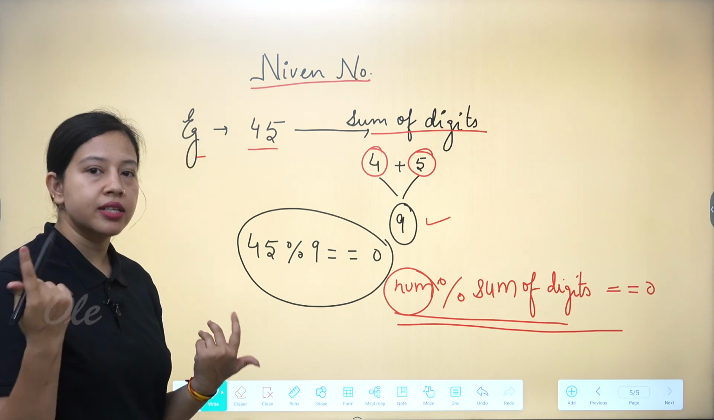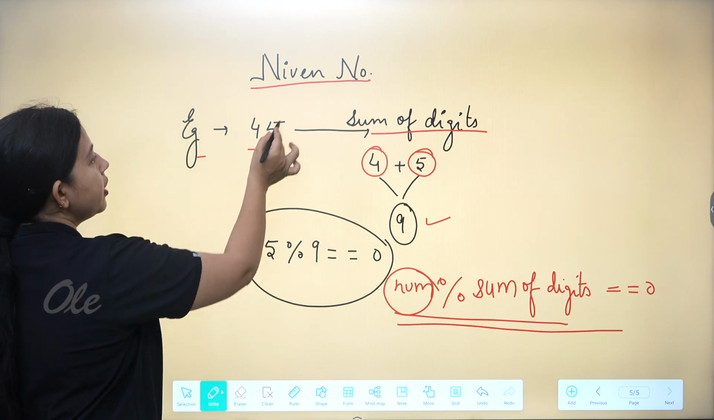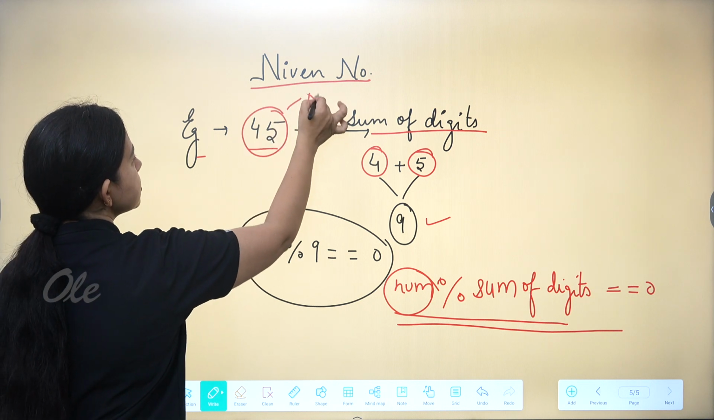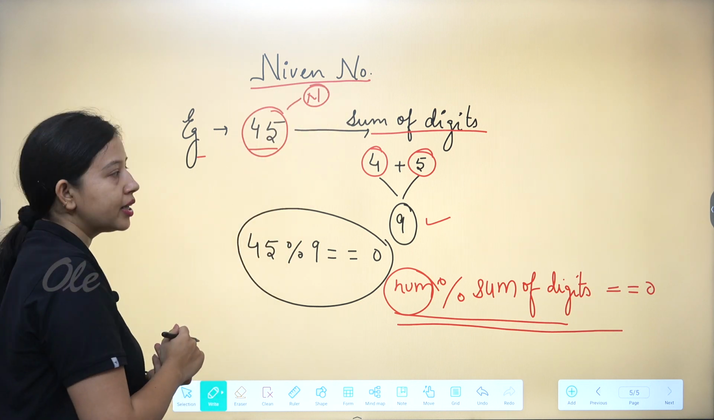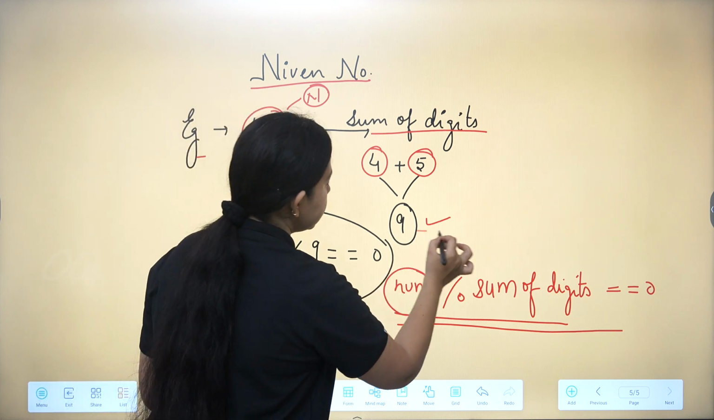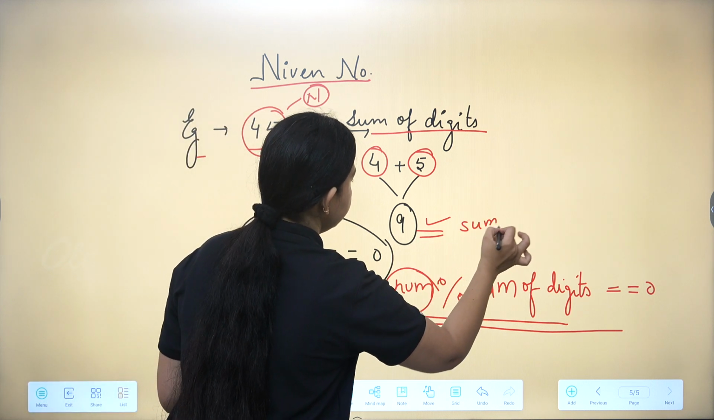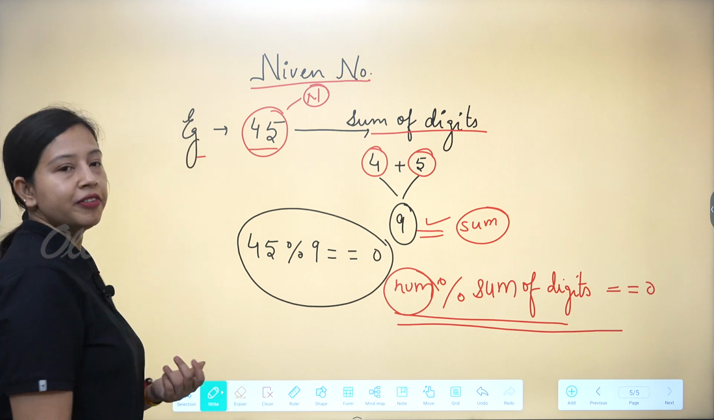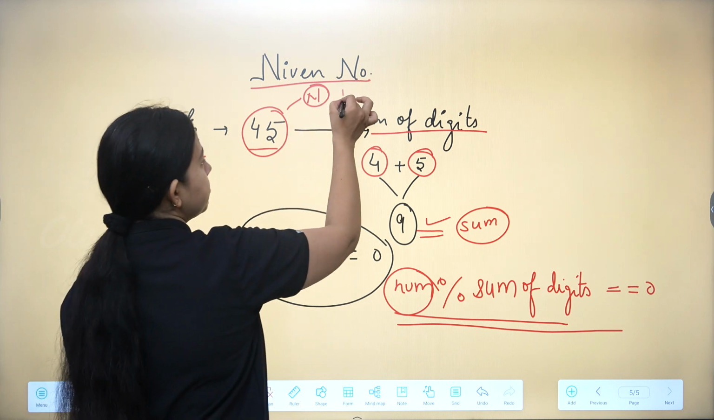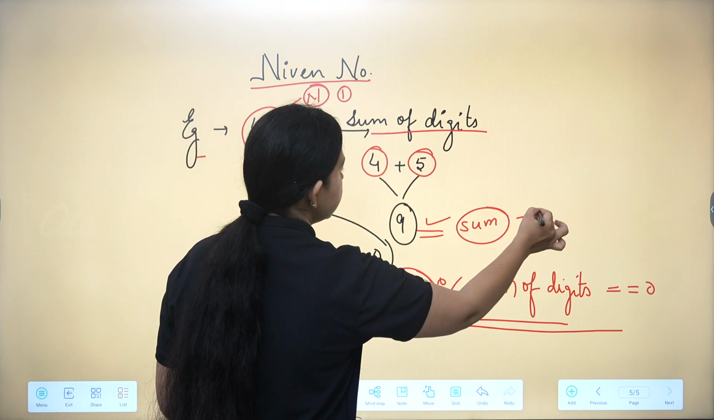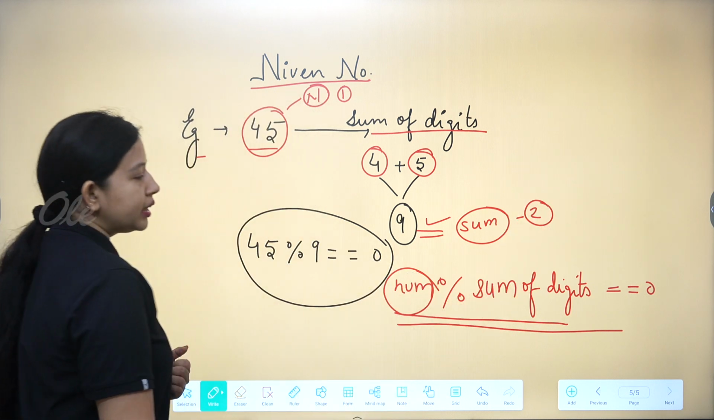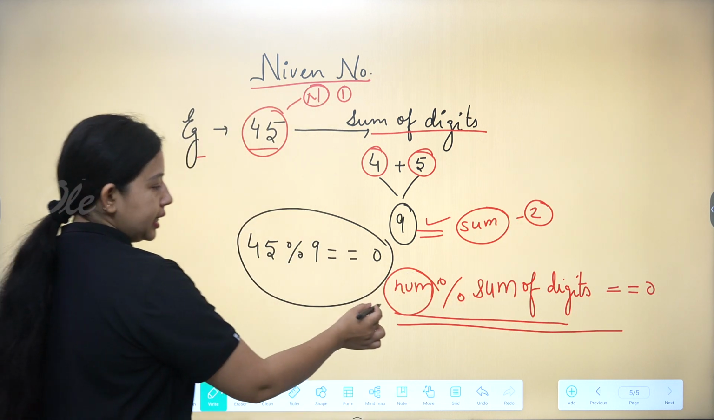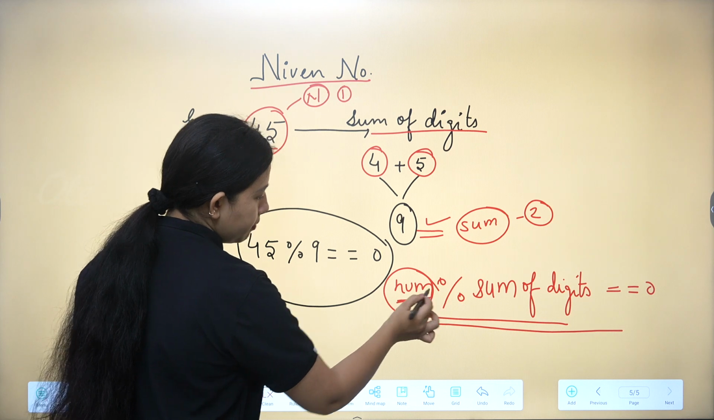Before designing it, with the same concept, how many things are required? One input, the number, is required over here. Second, we need the sum of the digits, so one variable is sum. This is variable number 1. This is variable number 2. But one thing you should remember: at the end you need to mention the number over here.